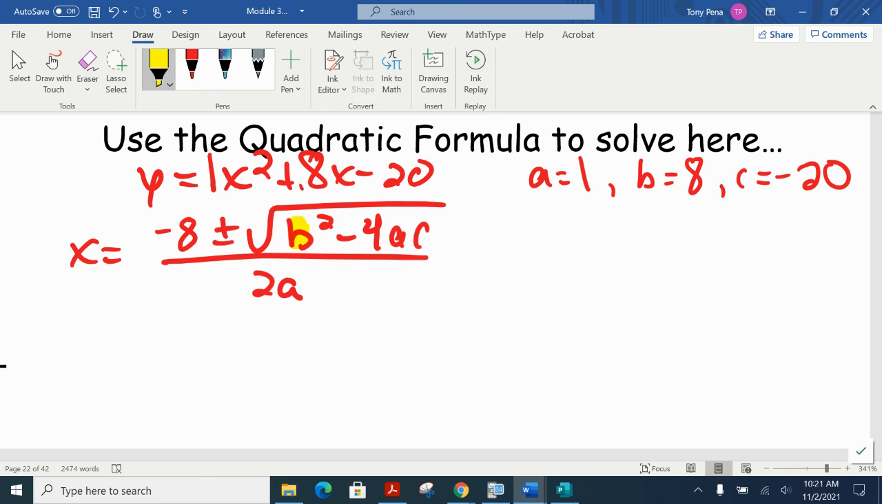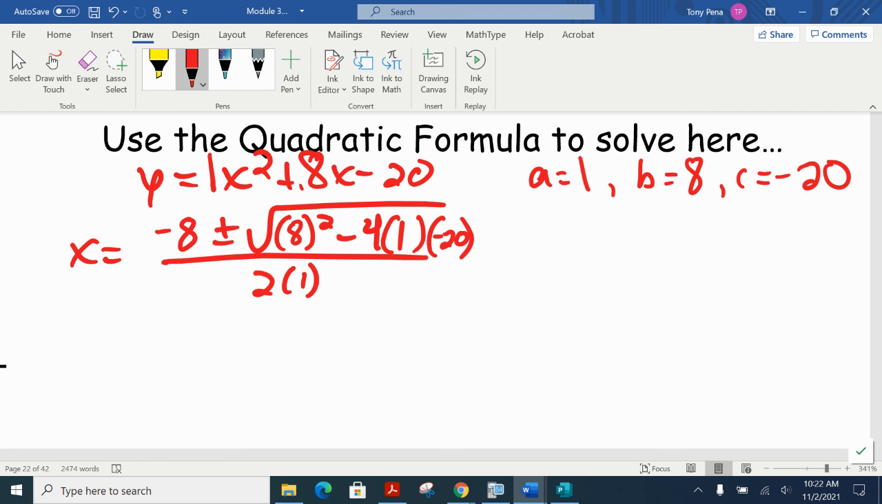Then if I'm going to square the B, my B is again an 8. So in this spot right here, I am going to plug in an 8, and then I'm going to square that. And then we do 4 times A times C. A is the 1. C is that negative 20. In your denominator, so in this spot, I'm going to do 2 times A. A is just a 1 right there. So this becomes a 2 times a 1. That's what this should look like.